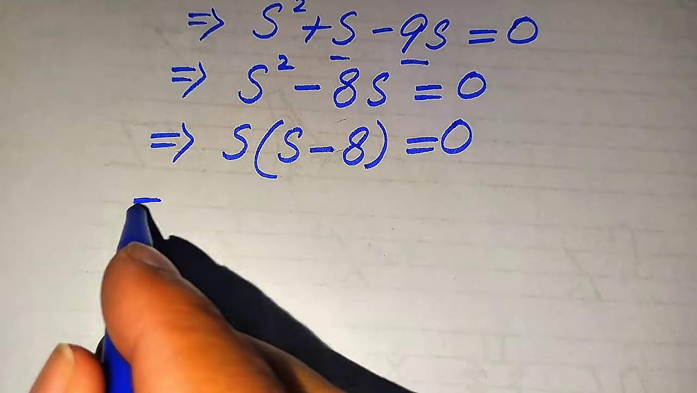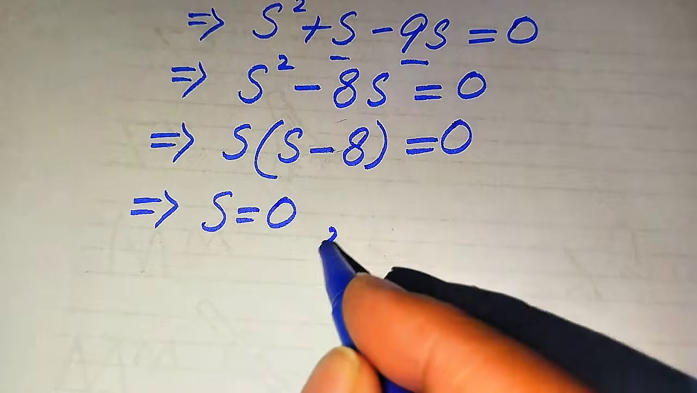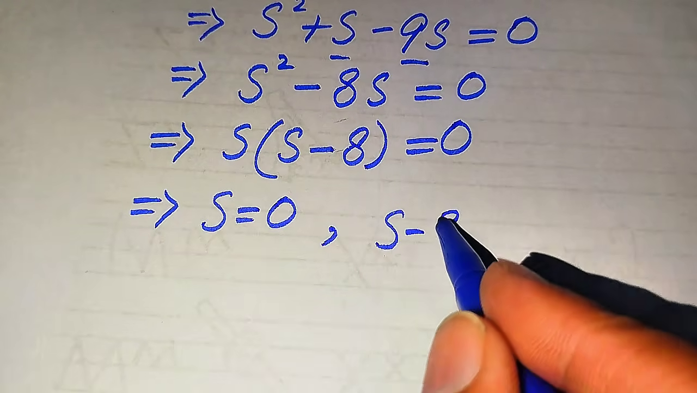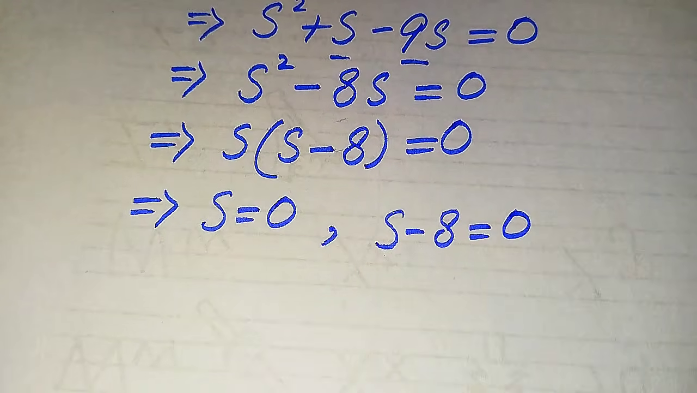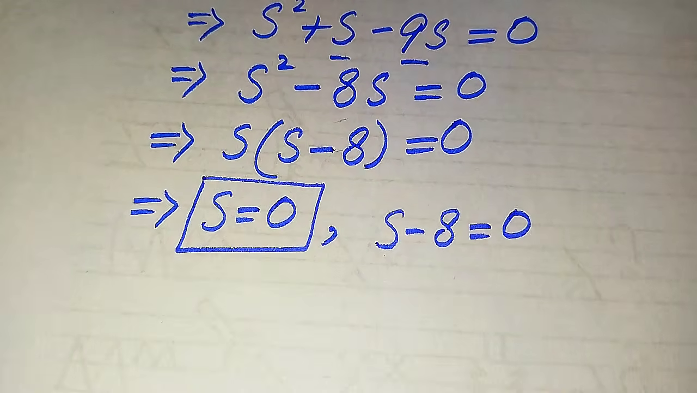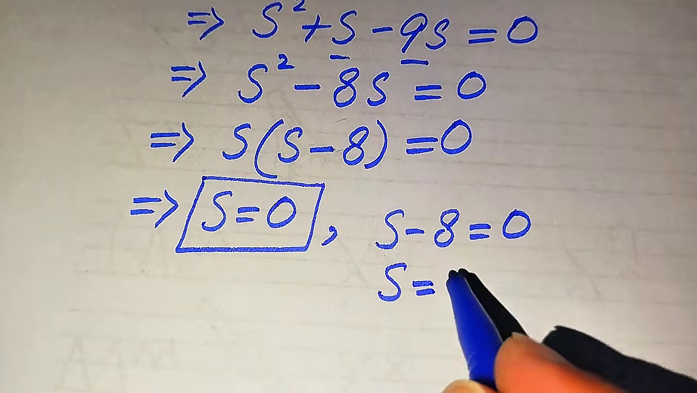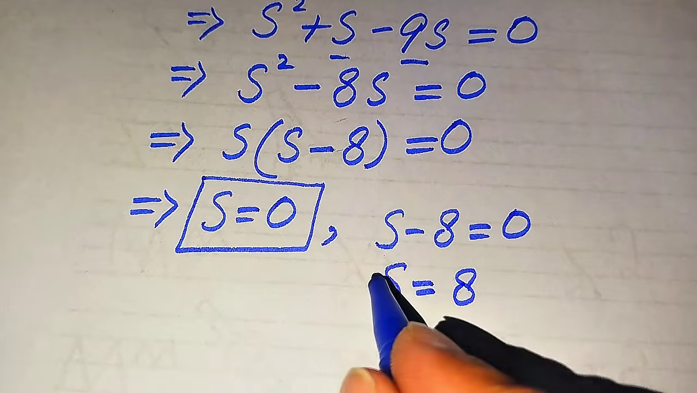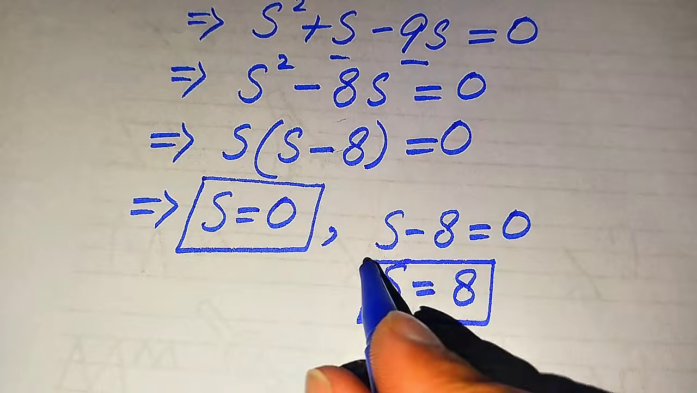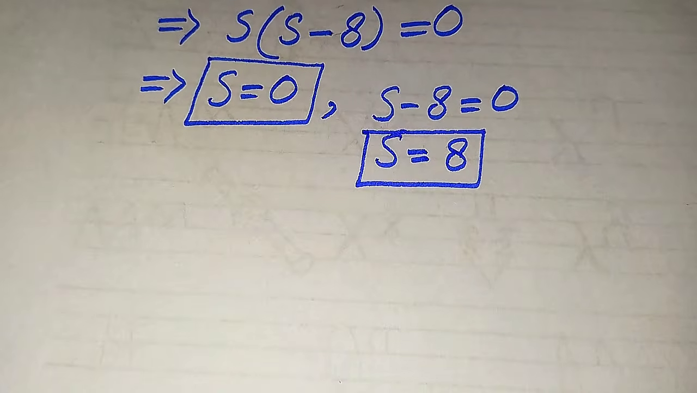And now in the next step we divide this equation into two cases. The first case is we write s is equal to 0, and the second case is we write s minus 8 is equal to 0. So this is our first root of the given equation, and from here we get the second root. We move this minus 8 to the right hand side, so it becomes plus 8. So this is the second root of the given equation, and these are the two roots of the given equation.